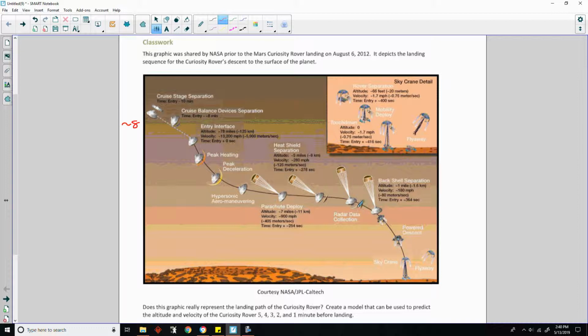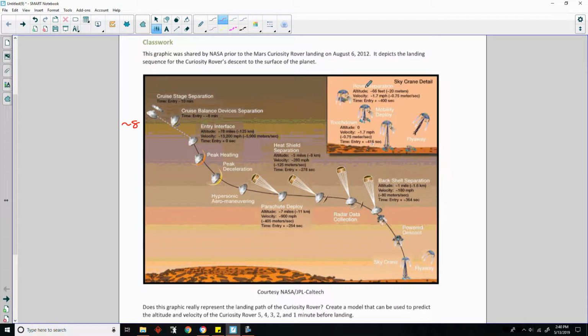Radar data collection occurs, and back shell separation altitude occurred at approximately 1 mile. Velocity was approximately 180 miles per hour, and the time of entry at this point was plus approximately 364 seconds. Powered descent, sky crane, and fly away.